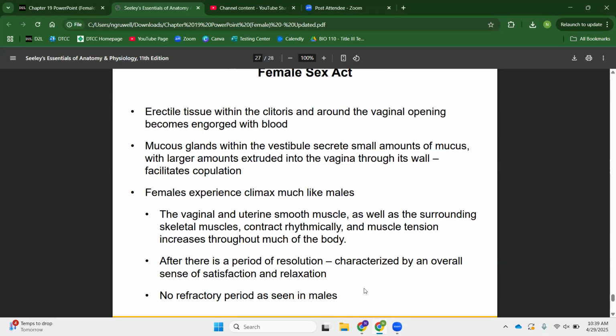In males, we said that refractory period is the timeline where the system is resetting, in a sense. They're going to be unable to achieve orgasm or climax. That portion does not exist in the female. So resolution is in both systems, but the refractory period only applies to males.